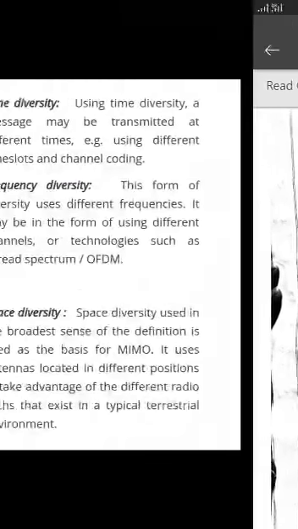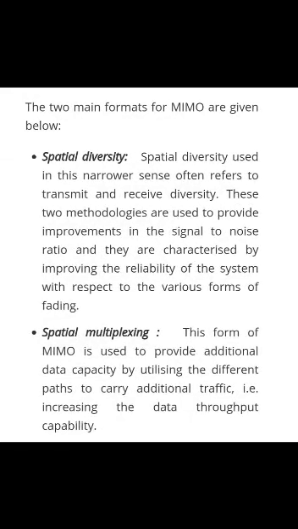The two main formats are spatial diversity and spatial multiplexing. Spatial diversity is used in the narrower sense. When you are using multiple transmitters and multiple receivers, of course there is diversity in occupying the receiver path. It occupies diverse paths. So to provide an improvement in signal to noise ratio, they are characterized by improving the reliability of the system with respect to various forms of fading.